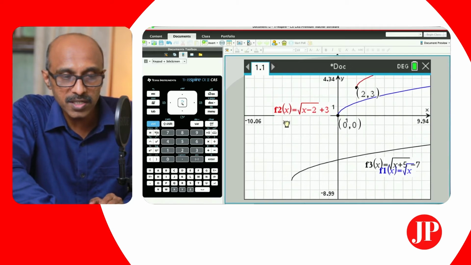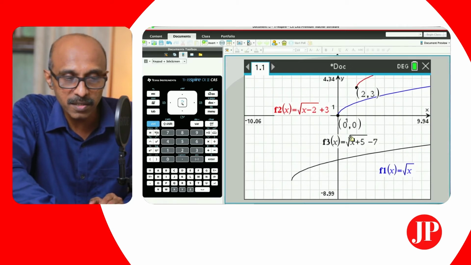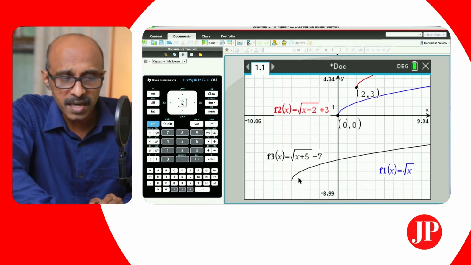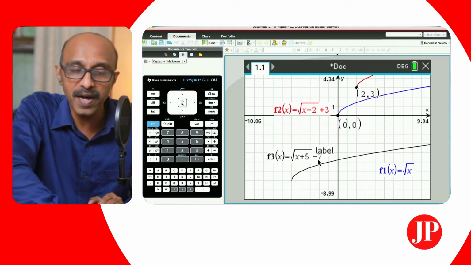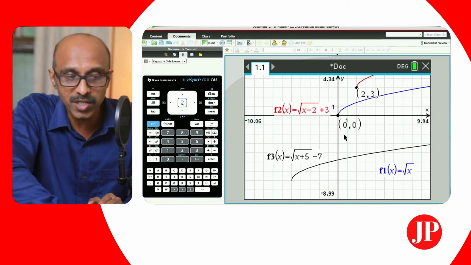And here we go. You can see all 3 of them now. Let me just move this label out here. That's in black, okay? Now let's observe this point, okay? That's H and that's K. H is -5 and K is -7, all right? Let's just watch that point, okay?